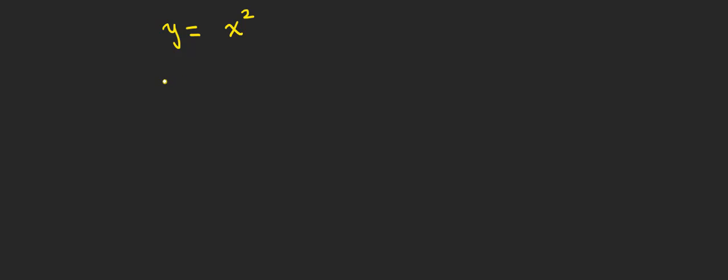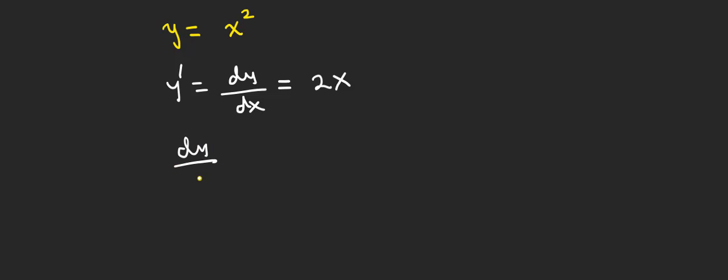In this video, we're going to talk about implicit differentiation. So let's say you have y equals x squared. You already know that y prime or dy over dx is equal to 2x. Now let's take a look at it differently. Let's say you're taking the derivative with respect to x. So the derivative of y with respect to x is dy over dx.